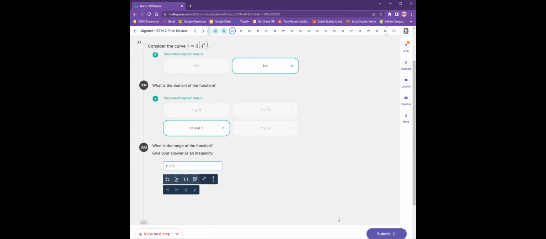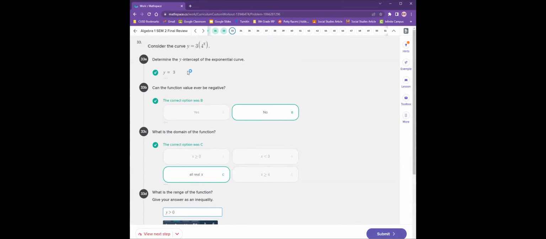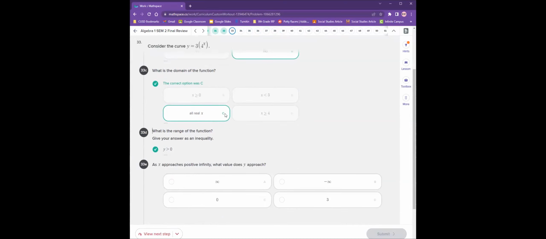This is unless there's a horizontal asymptote. There was a y-intercept, that's okay. The range is the minimum y value to the maximum y value. Okay. No, that was right.